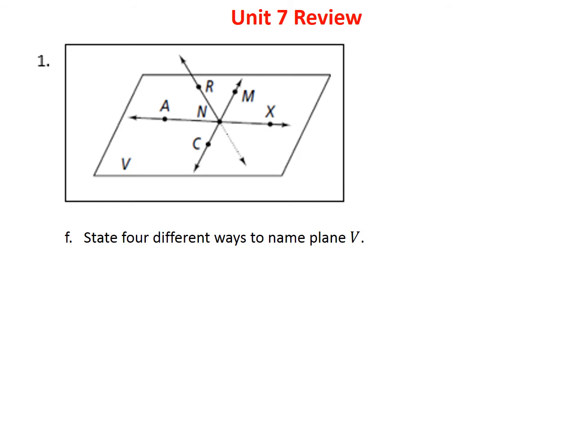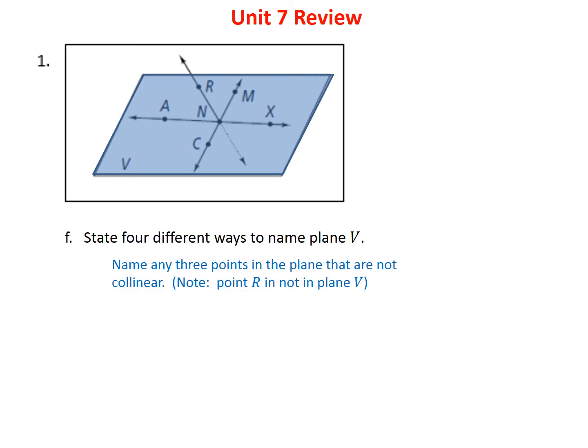Problem 1f asks us to state 4 different ways to name plane V. There's plane V, and the key here is all I have to do is name any 3 points in the plane that are not collinear.